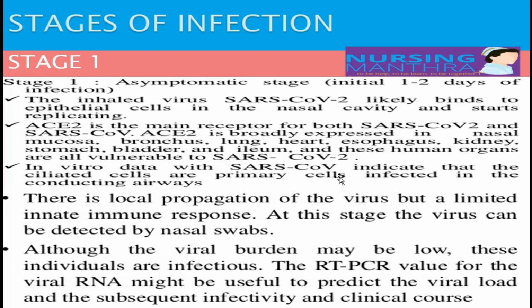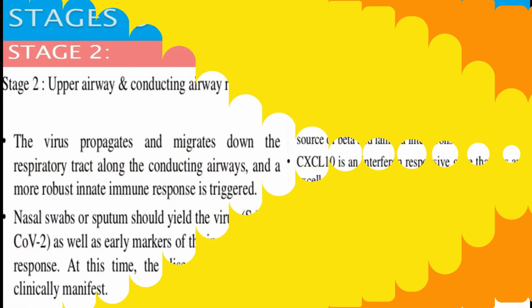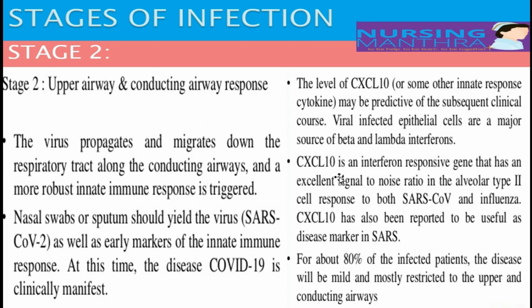Stage 2: after the initial 1 to 2 days in the epithelial cells of the nasal cavity, it starts to replicate to other organs. Stage 2 is the upper airway and conducting airway response. Here the virus propagates and migrates down the respiratory tract along the conducting airways, and a more robust innate immune response is triggered. Again, nasal swabs or sputum should yield the virus as well as early markers of the innate immune response. At this time, COVID-19 is clinically manifest.